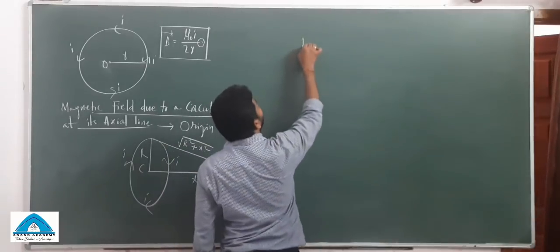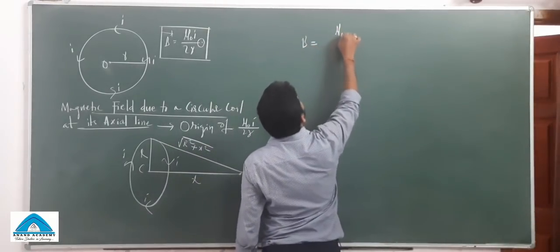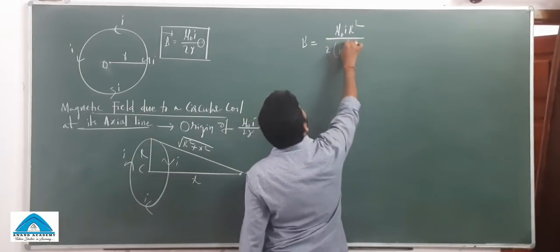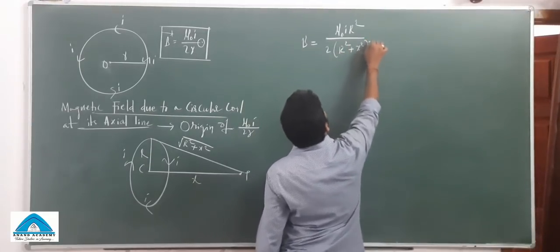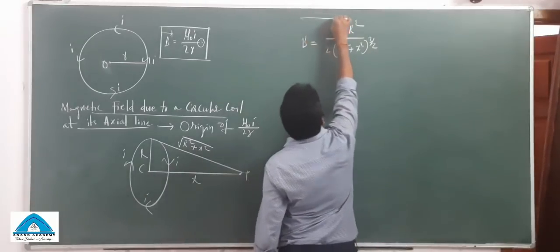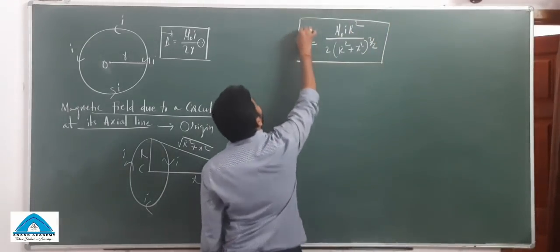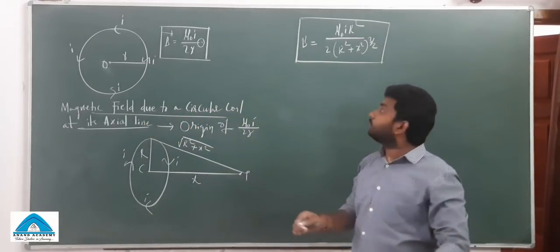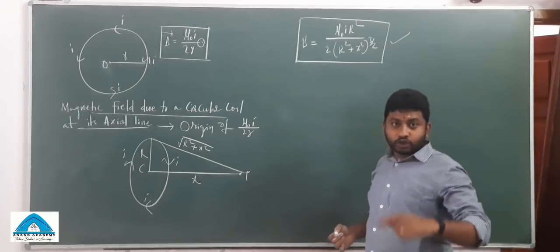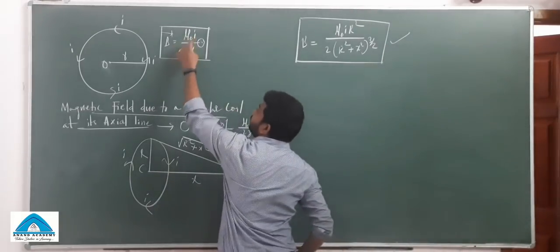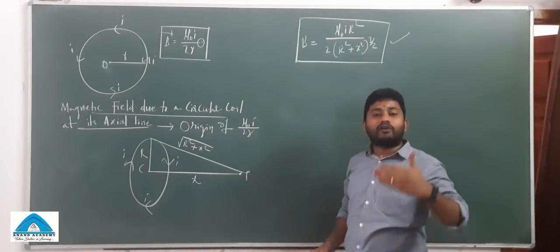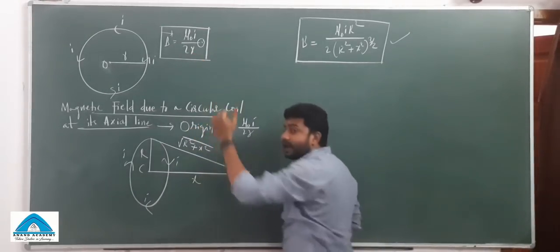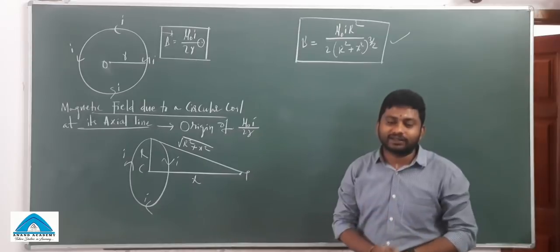And there is a formula for that. B is equal to mu naught I r square divided by 2 into (r square plus x square) all to the power 3 by 2. Look here, this is the formula for the magnetic field due to a circular coil at its axial line. We will be deriving it later. But we had derived the formula mu naught I by 2r, and the topic we are discussing now is the origin of this formula and how it is true. I'll prove it here, listen carefully.